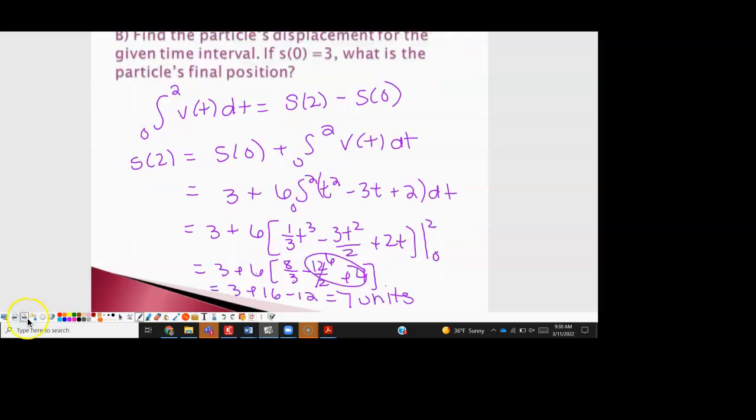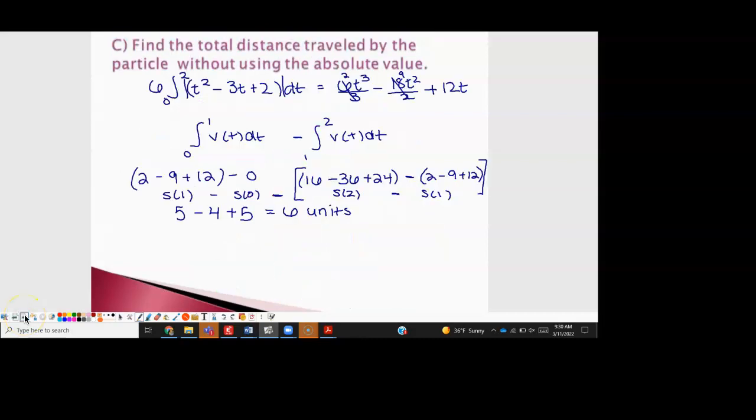Can you absolute value this as a function? Why can the calculator do it, but I can't? Because a calculator is a computer. Precisely. So it can be done.